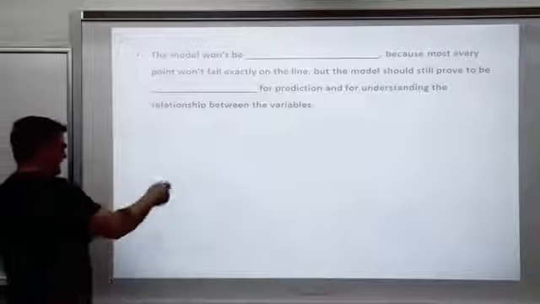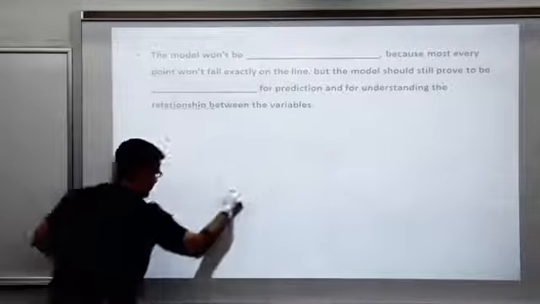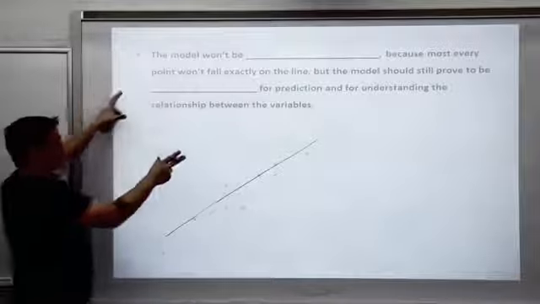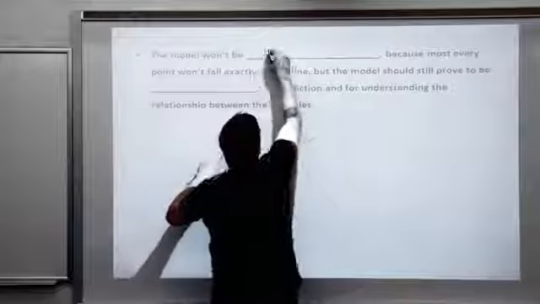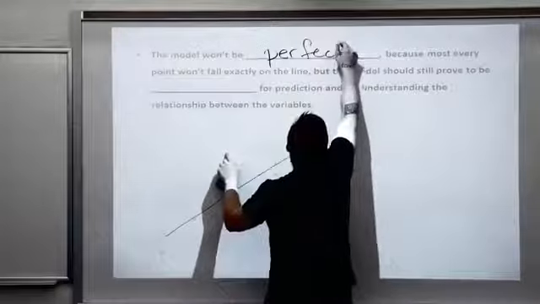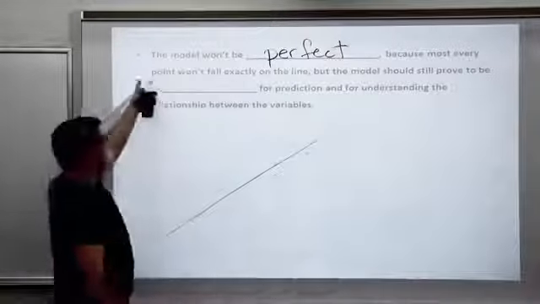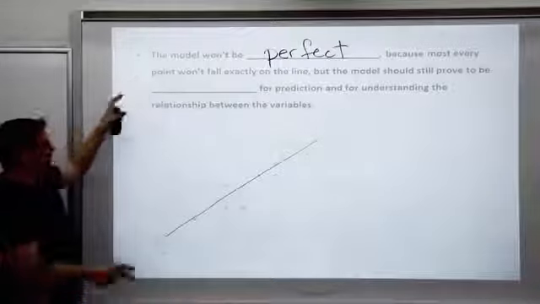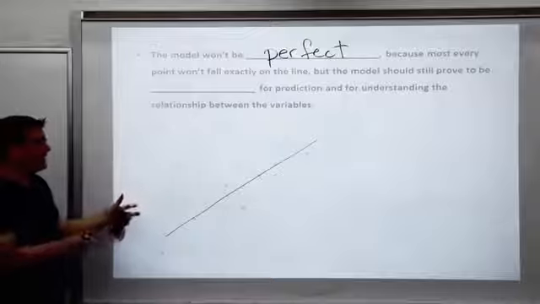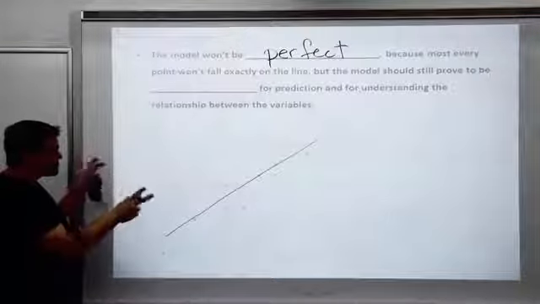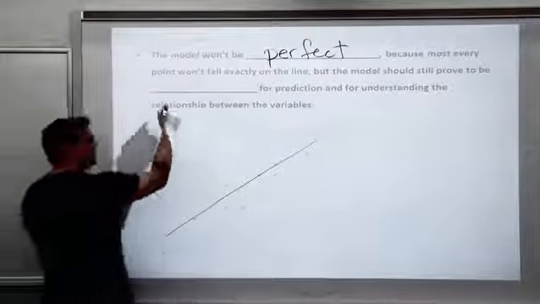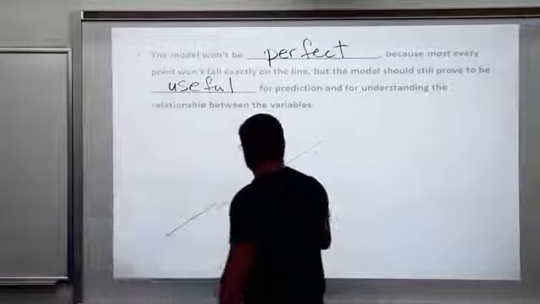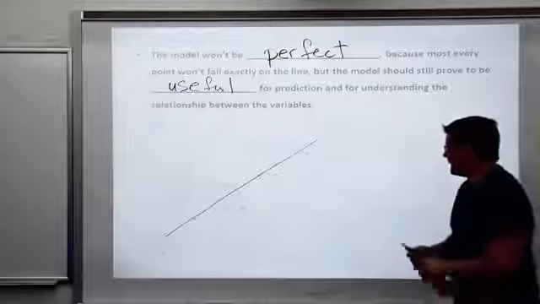Again, well, here it is. I guess I put it back in there. The model won't be perfect, because almost every point, or I guess I hit one this time, but most every point is not going to fall on the line. But the model still should be useful for predictions, useful for understanding the relationship between the variables.